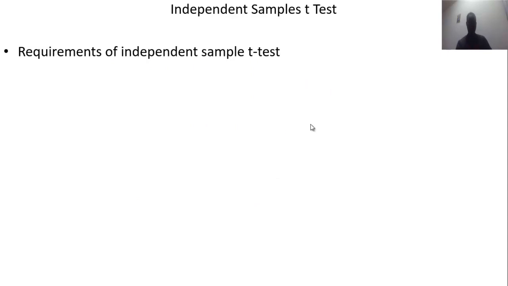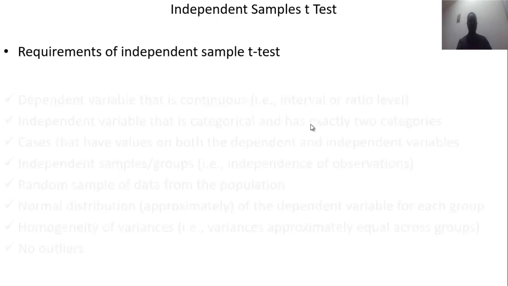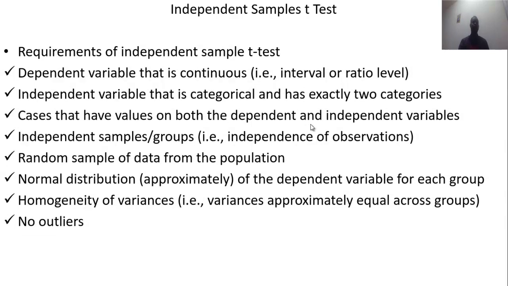The requirement is, okay, the prerequisites, the criteria to use independent sample t-test. The dependent variable is continuous. The dependent variable should be continuous. Okay, in order to use independent sample t-test, the dependent variable should be continuous, either on interval level or ratio level. Okay, you know what is interval data. Data can be interval data, ratio data, nominal data, or ordinal data.